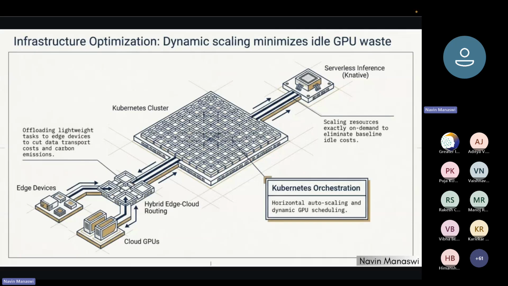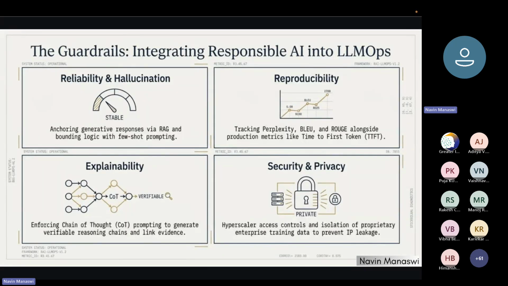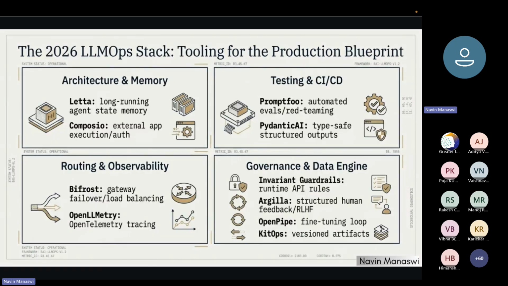Kubernetes is something advanced. If you want to scale up in a big way, use Kubernetes. Then these are the four angles of the guardrails: reliability, reproducibility, explainability, and security and privacy. These four are the main aspects of the AI guardrails.